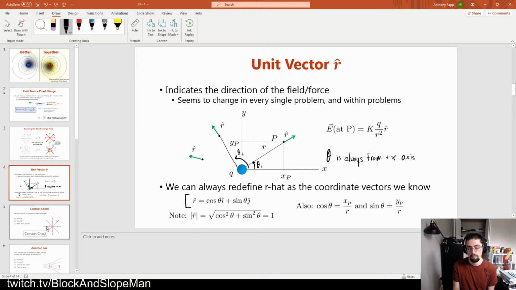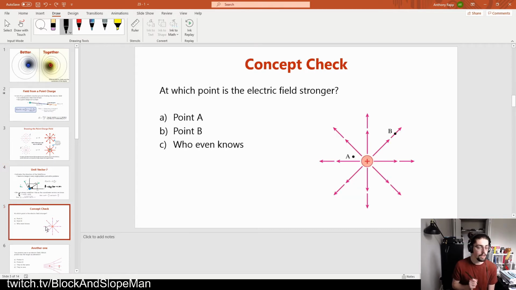So, I've got a concept check. Based on this picture, it's just the one single point charge. At which point is the electric field stronger? Our field should be stronger for point A. And let's talk about why real quick.